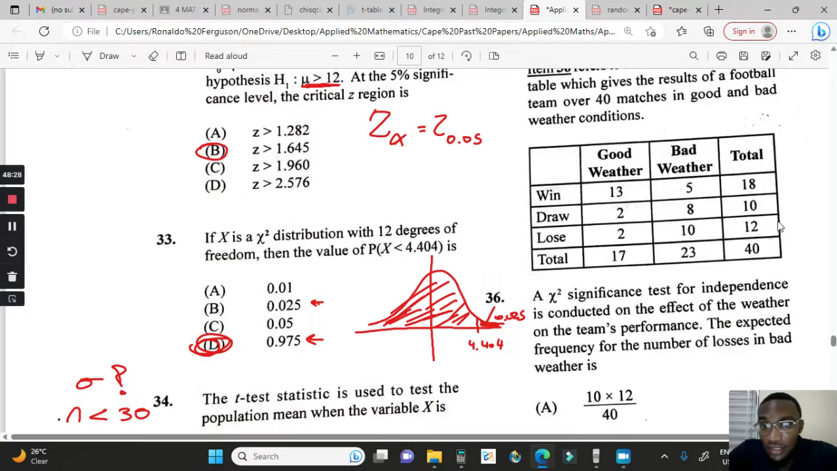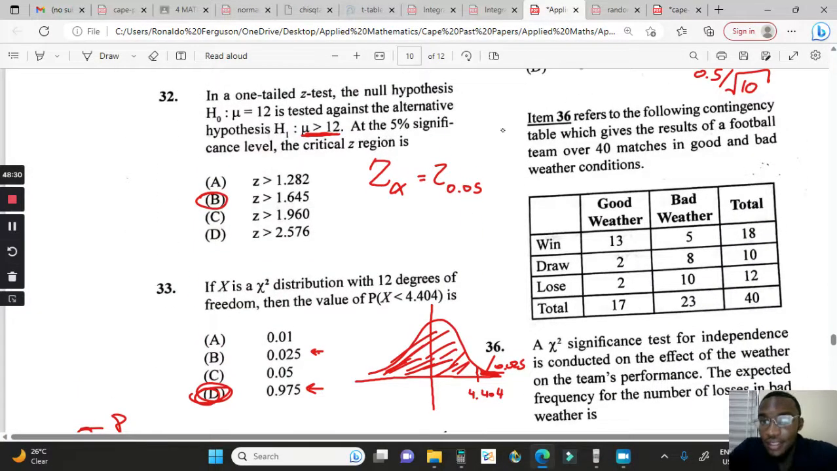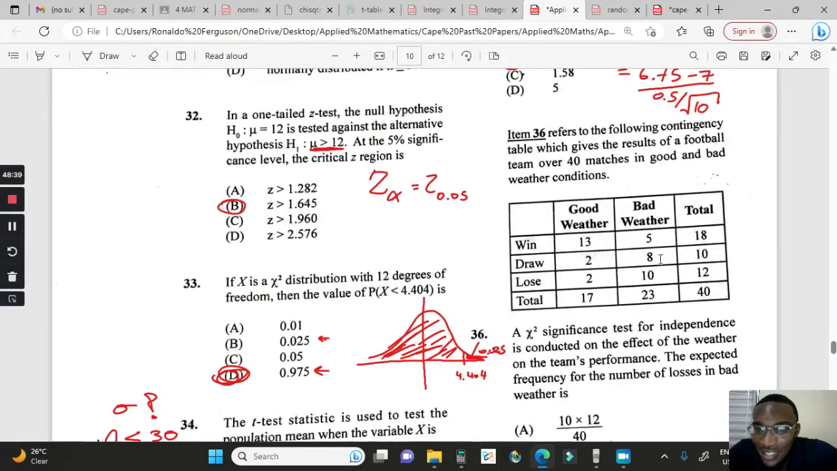Number 36. It says the item refers to the following contingency table. I can't bother to read it, so I'm just going to jump to the question. Does it give you everything really? Good weather, all of that stuff. Oh, it's a football match over 40 matches in good or bad weather.